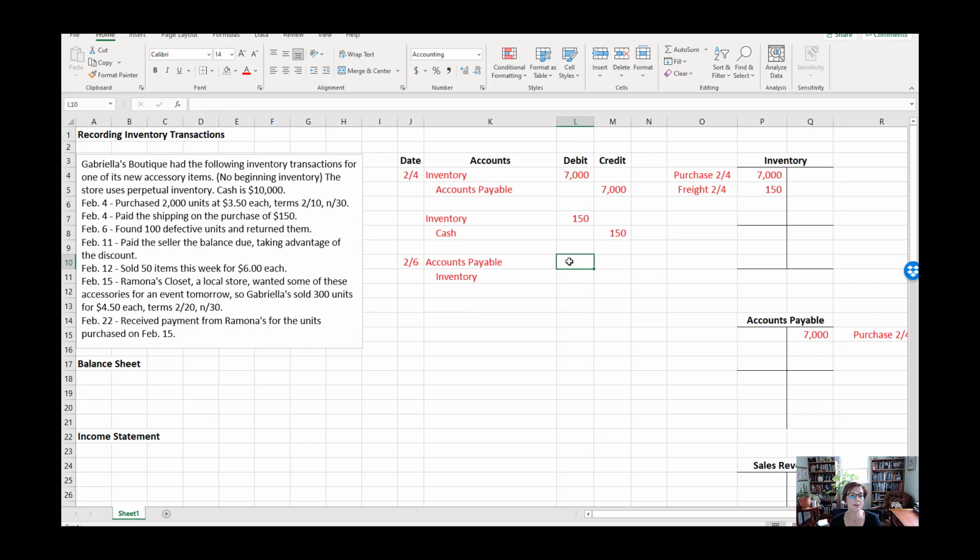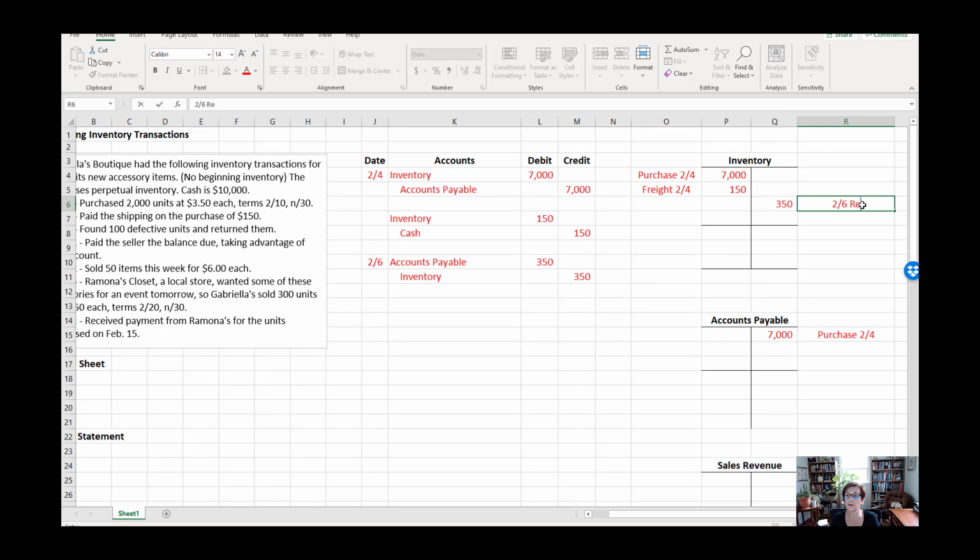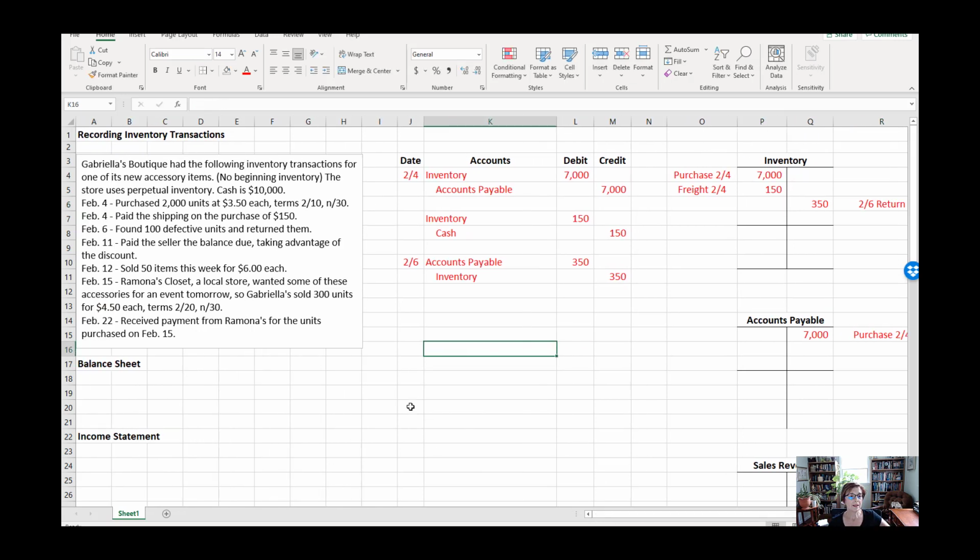All right, so how much is this? Well, it's equal to 100 times the amount that we paid for it, which is $350, right? So we are returning $350 to the seller that we bought it from. So now our inventory account is going to be reduced by $350. So let's call this 2/6 return. All right, and so we're up to date as of 2/6.